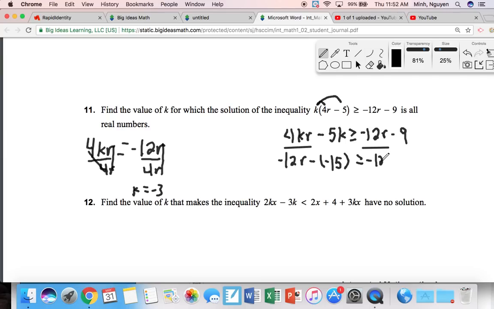Negative, greater than or equal to negative 12r minus 9. If we add 12r to both sides, which we will, they will just cancel out. And this minus a negative turns into positive 15. Is 15 greater than negative 9? Yes, it is. Then k is equal to negative 3. That is appropriate.